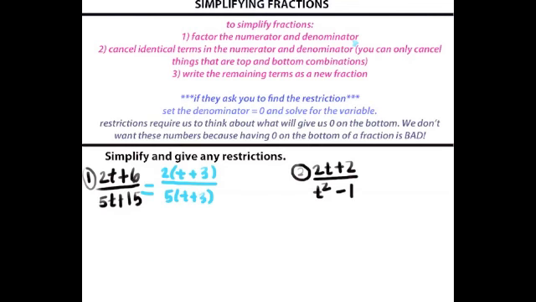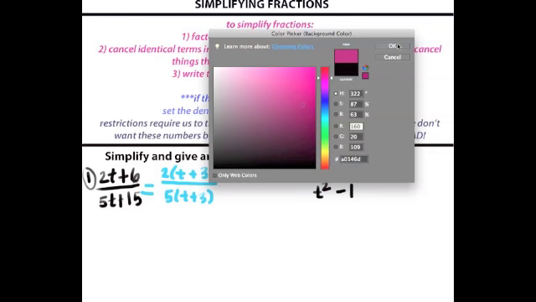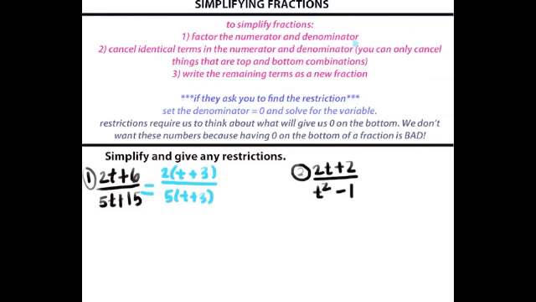Looking at the top and the bottom, they both have a t plus 3, right? So I can cross those out, and all I'm left with is 2 over 5. And so our simplification for this is 2 over 5.